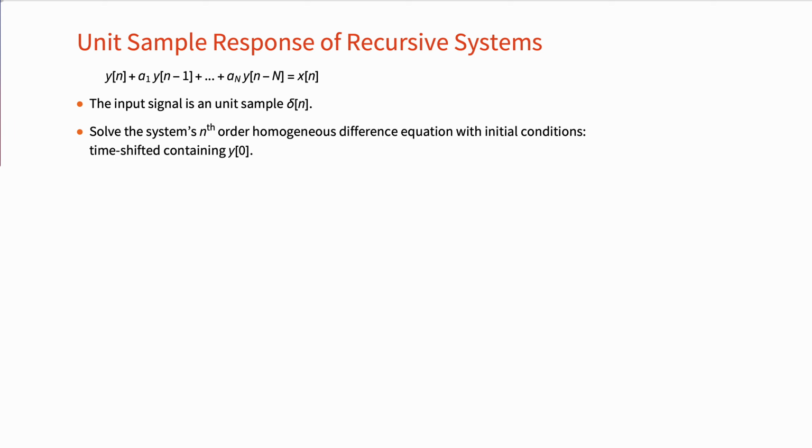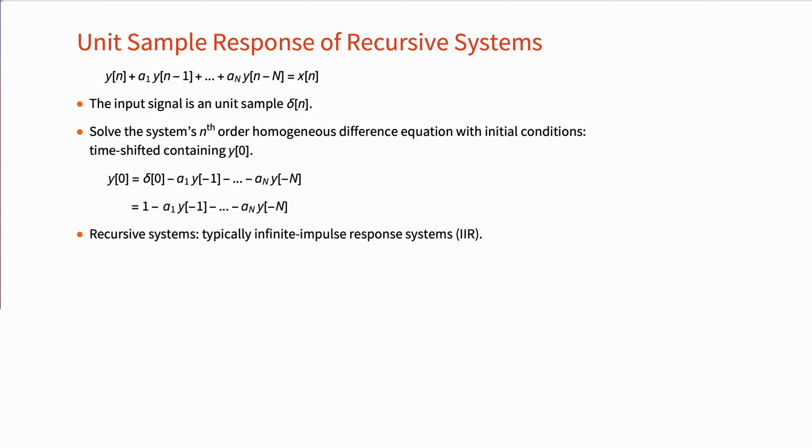Now, to find the unit sample response of the system, once we have the nth order difference equation that models the system, we solve the difference equation with the input sequence set to 0, basically finding the homogeneous solution of the difference equation, with a time-shifted set of initial conditions that will contain y at time 0. So the problem now becomes solving the homogeneous difference equation with this new set of initial conditions. Recursive systems usually have unit sample responses that are of infinite duration. For this reason, they are called infinite impulse response systems or IIR systems.